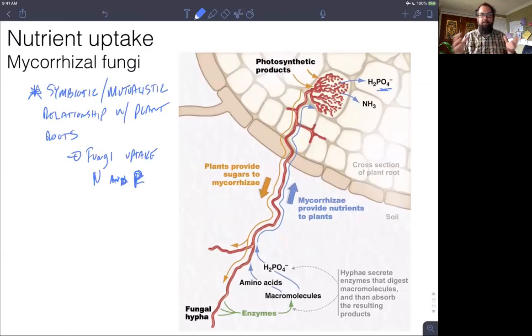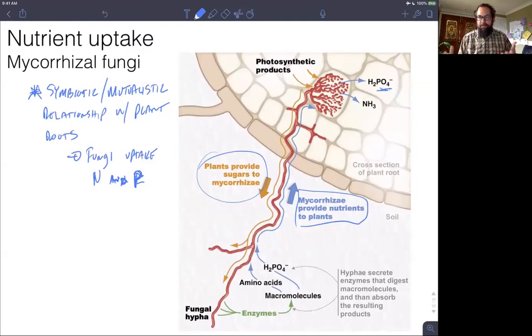And so having this basically exponentially increased root system by associating with these fungal hyphae is a really efficient way. And so while the mycorrhizae are providing nutrients to the plants, the mutualistic part of this is that the plants are actually providing sugars. They're providing photosynthate, starches, sugars to the fungi themselves. And so it's a win-win situation for both the fungi and the plants themselves.